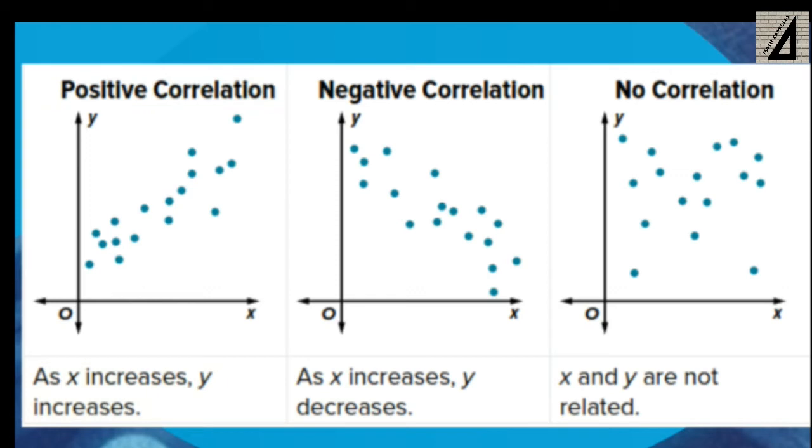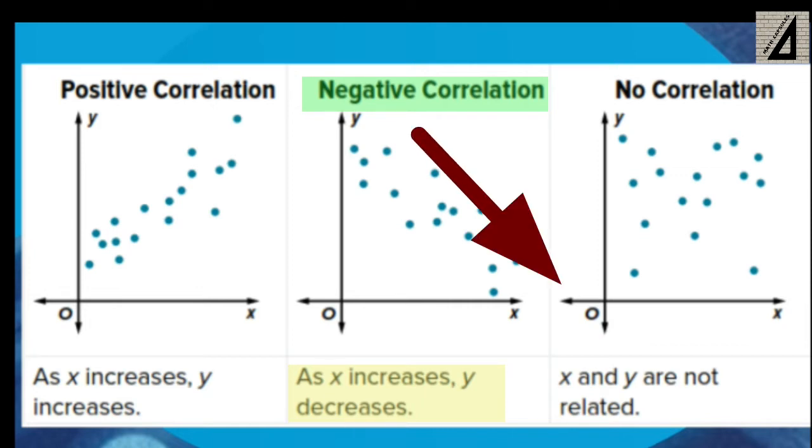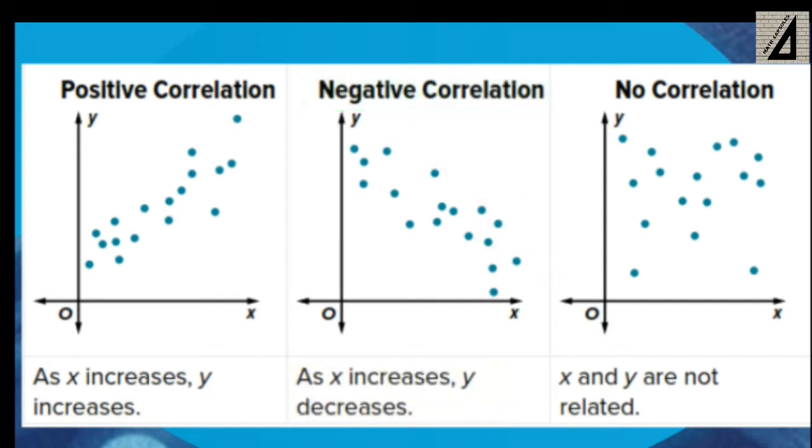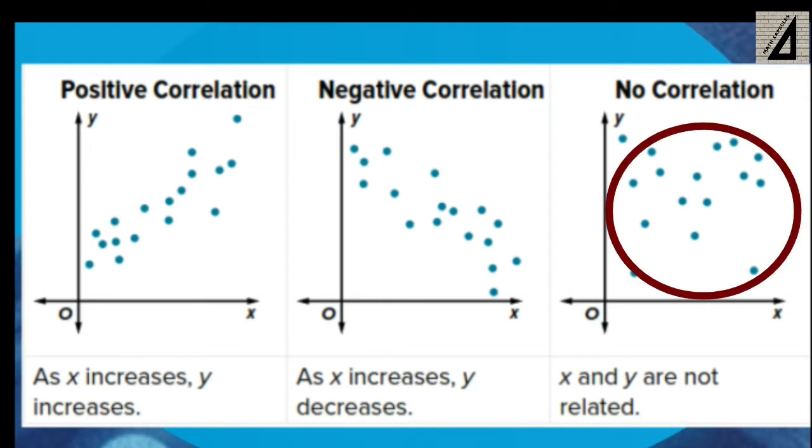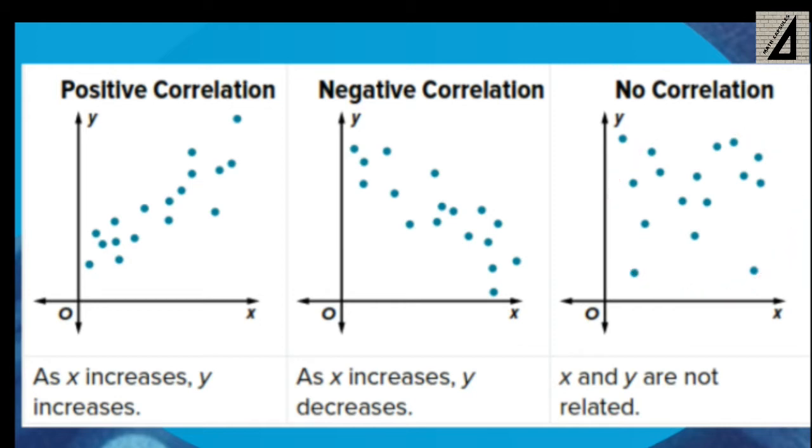In the second one, you have negative correlation, where you can find that as x increases, y decreases, and this is called a negative correlation. So the trend between the two values x and y is a negative correlation. In the third graph, the points are scattered all around the plane, and it doesn't have a special trend. It doesn't have a positive or negative correlation, so x and y are not related in this case.